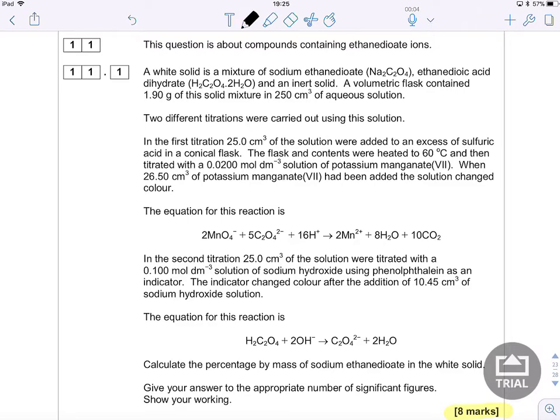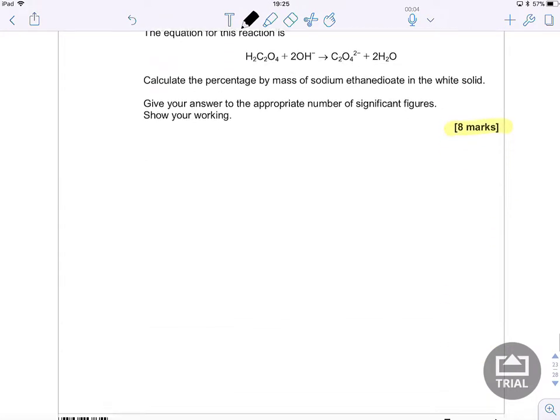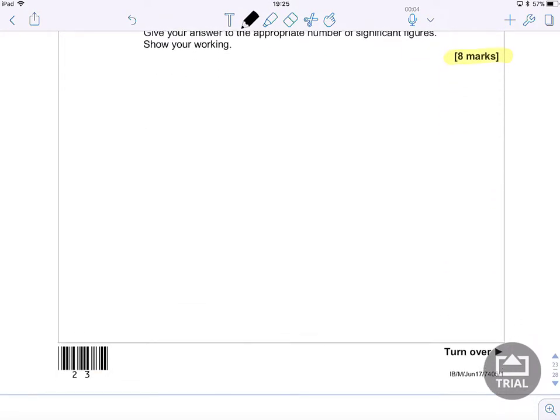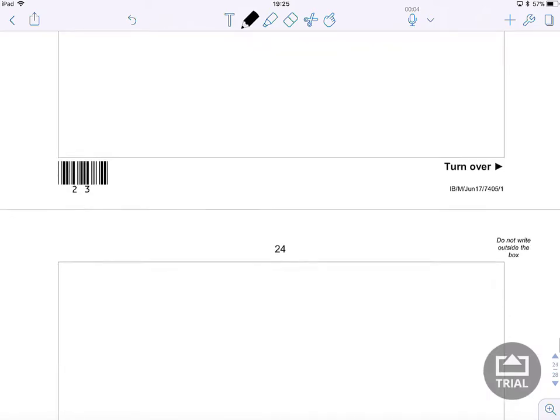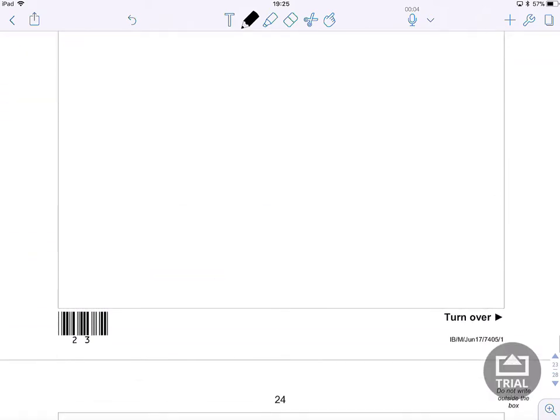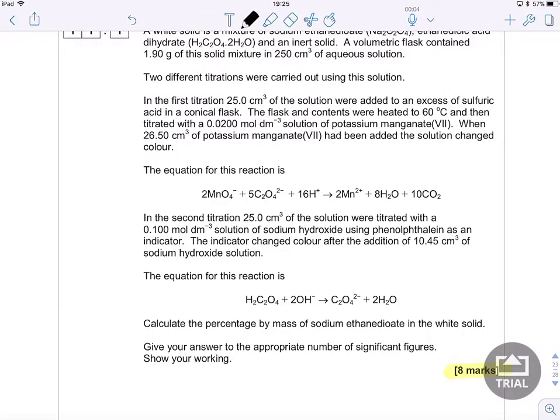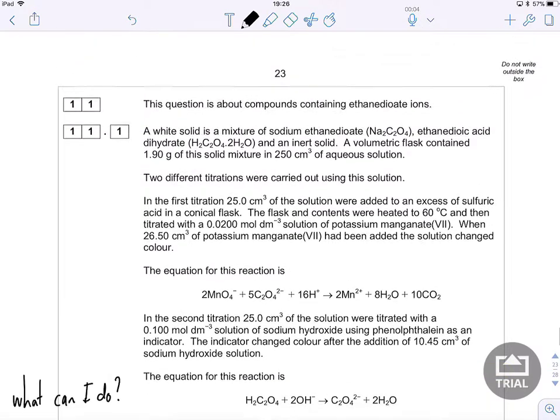What I would always say is that no one should leave this question blank. What you must do is think, well, what can I do? And start doing some of that. So you can work out the number of moles of some stuff. You can always do something in one of these questions. So let's just have a look then.